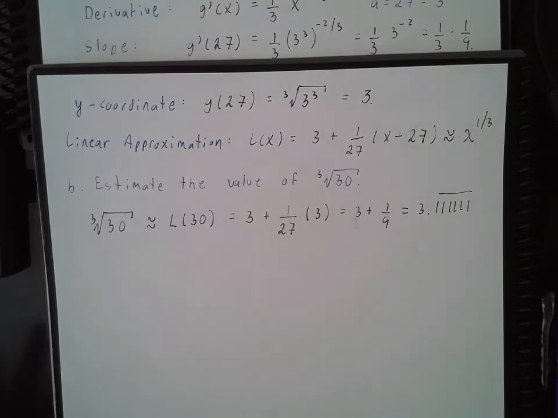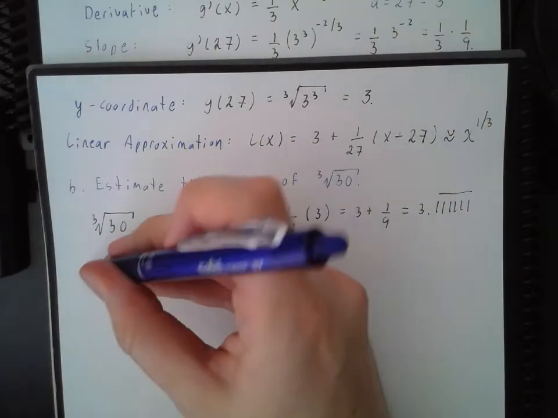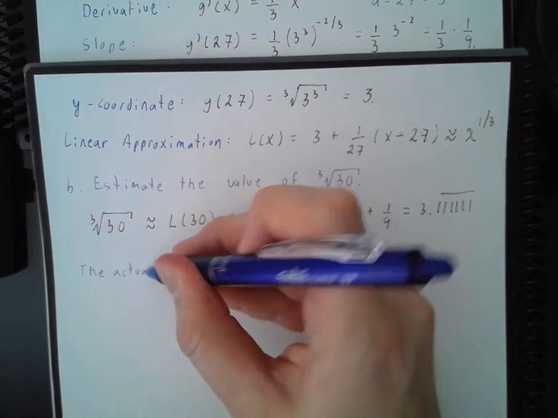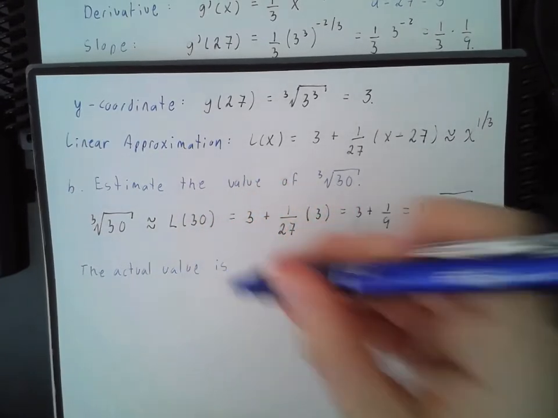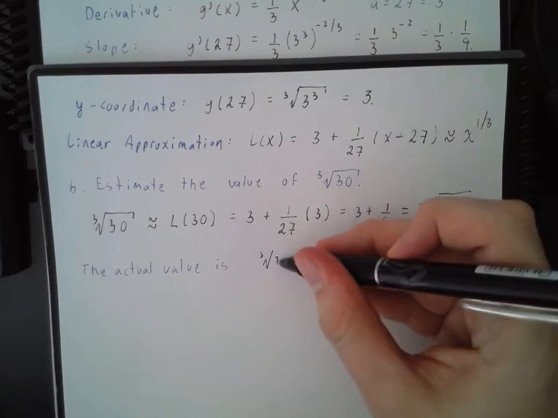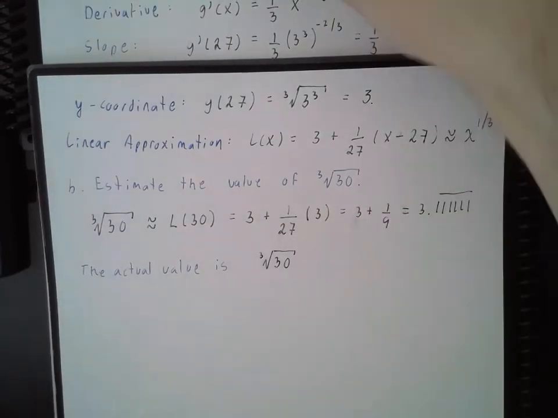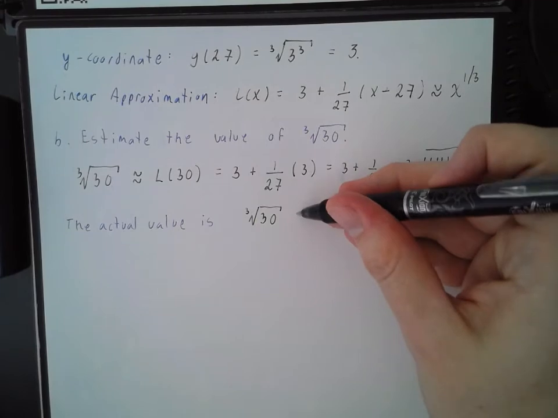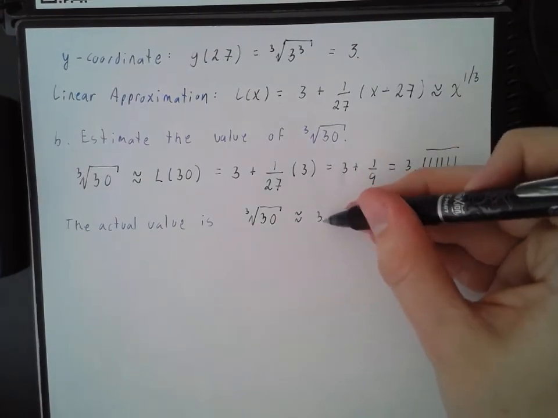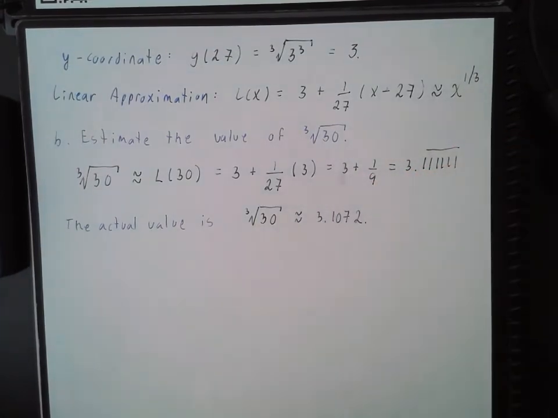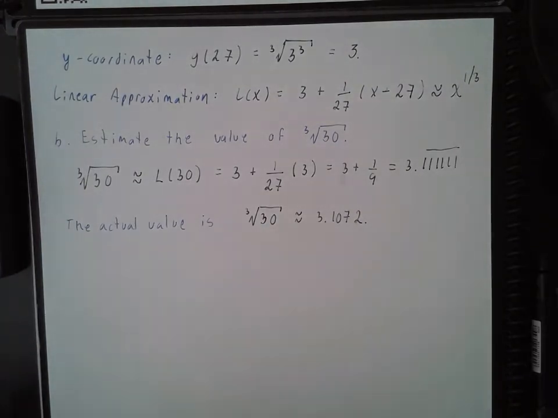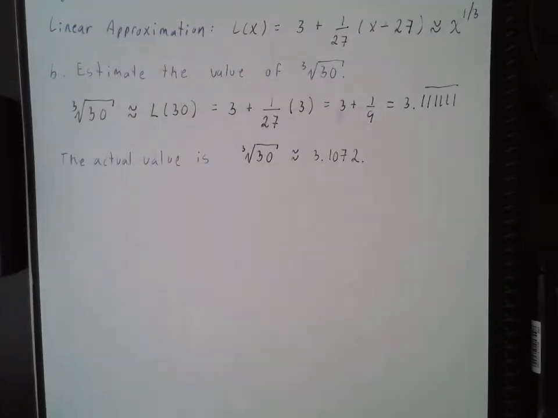And actually, how good is this approximation? The actual value is, also over there, this value is going to be approximately given to you because it's an irrational number, 3.1072. So it is already quite a good approximation. And over here, you also have the advantage of not only finding very quickly the cubic root of 30, but the cubic root of 32, the cubic root of 26 and 25.